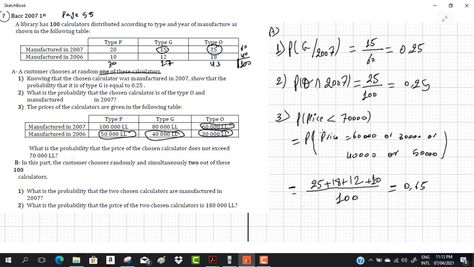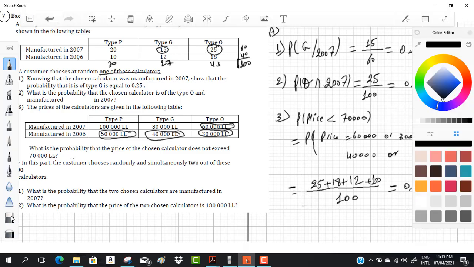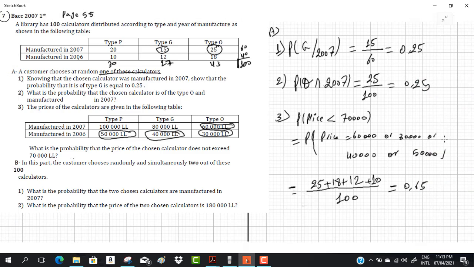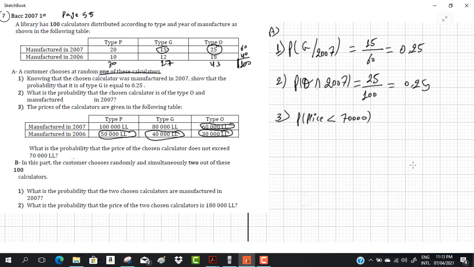اوكي طبعا هيدي الاكسبلانيشن هون هيدي منا ضرورية. أنا كتبتها من باب التوضيح، فينا نكتب هيك مباشرة. Price less than 70,000 يعني 60 30 40 and 50. I look for their numbers, I add these numbers divided by the total.